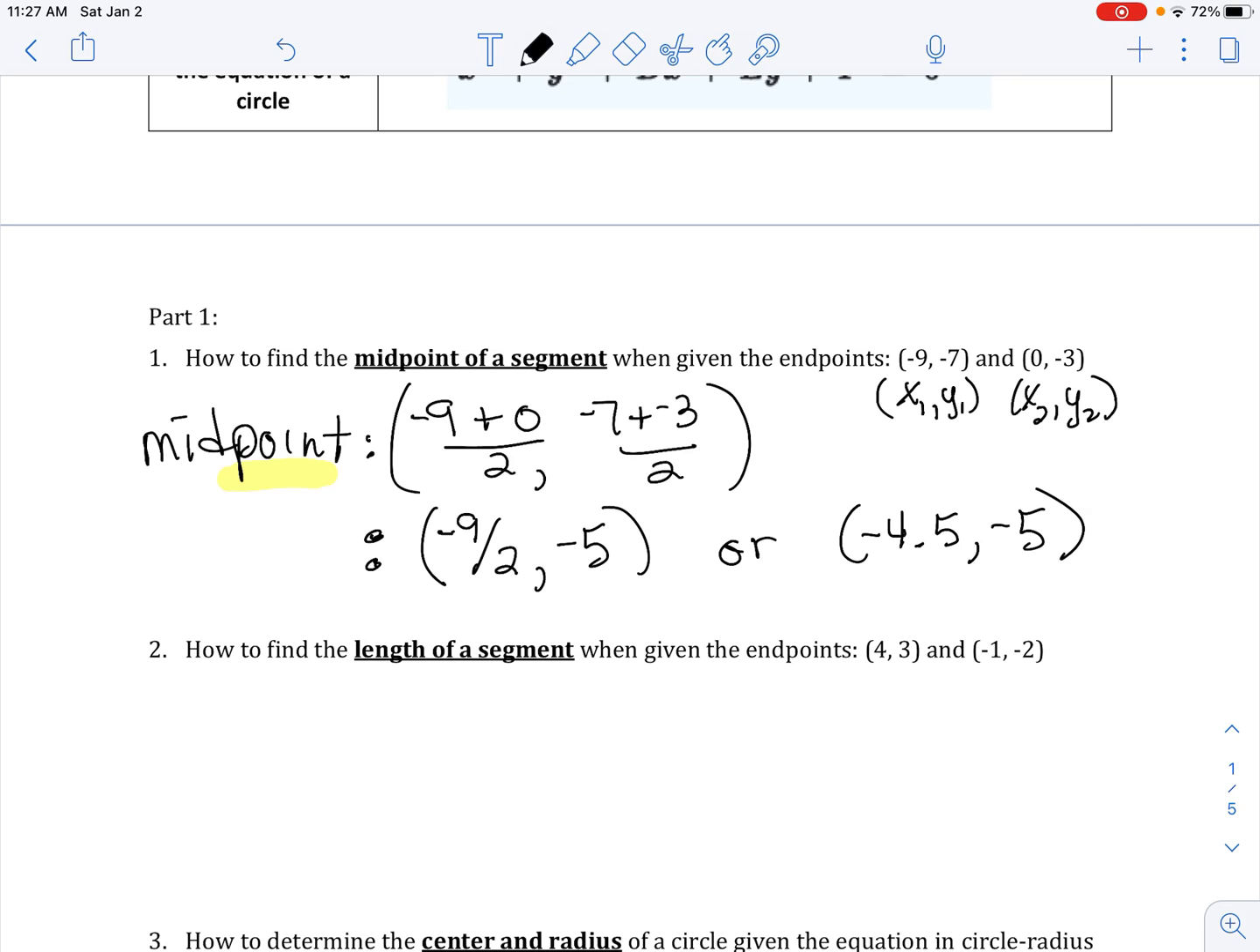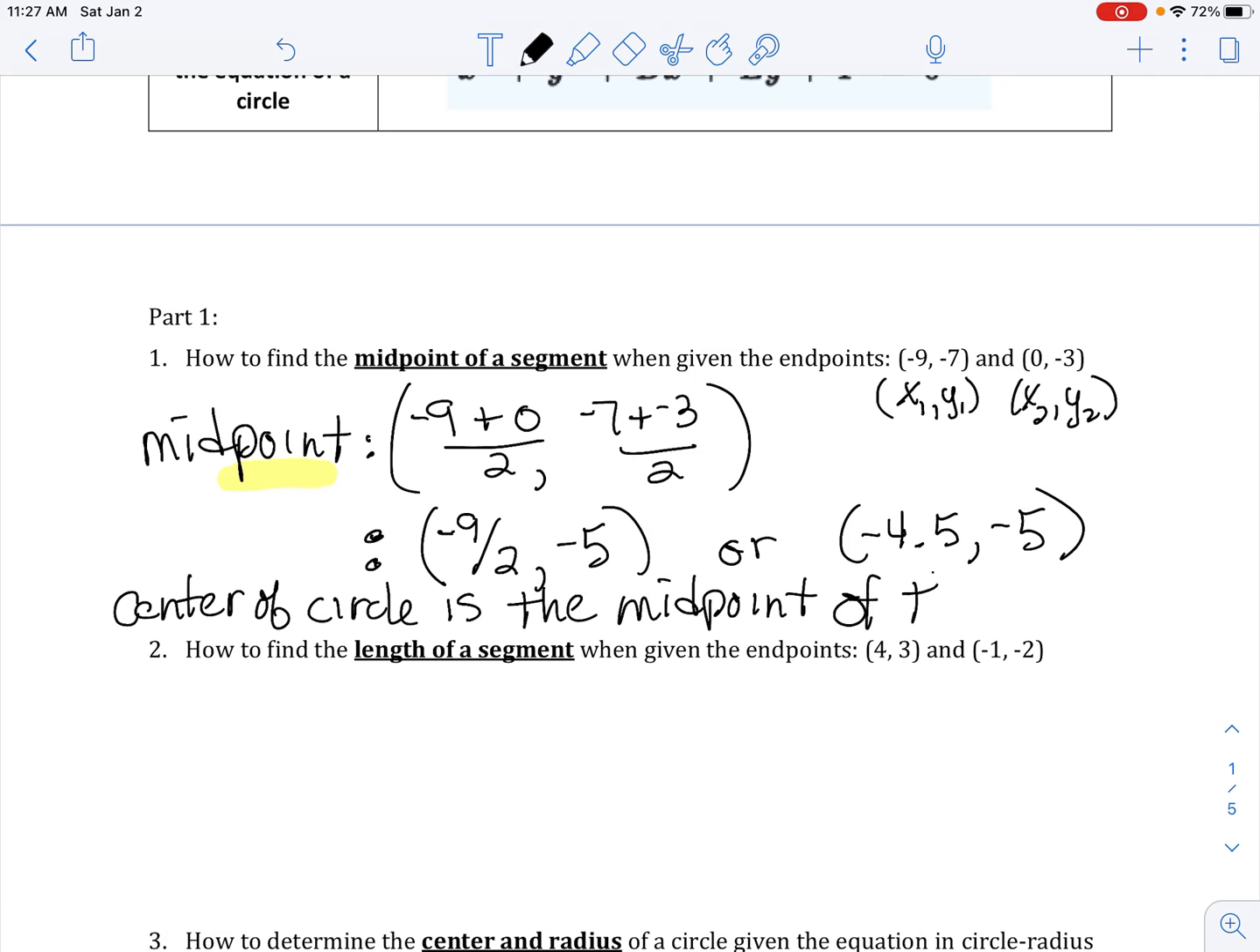How will we use this in terms of circles? We want to remember the center of the circle is the midpoint of the diameter. And that's how we're going to use it in the context of circles.